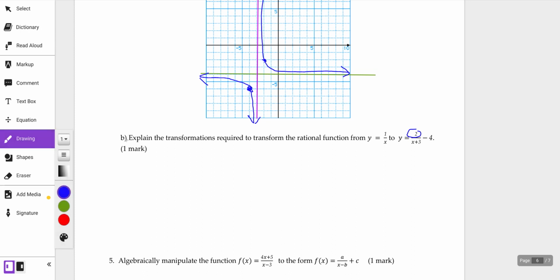This plus 3 is a horizontal translation, 3 units left. I don't say that it's a horizontal translation by a factor of 3. Factor means multiply, and translations are not multiplying, they're adding or subtracting. So it's a horizontal translation, 3 units left. And then the minus 4 is a vertical translation, 4 units down. Again, it's 4 units, not by a factor, and I don't say 4 units down from the x-axis or something like that. I just say it's 4 units down, because every point was going to move 4 units down.